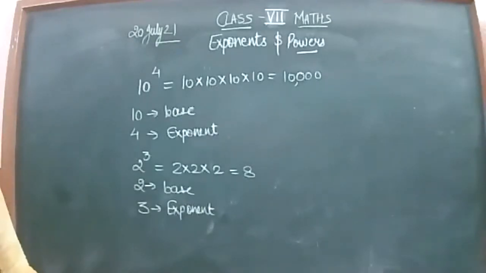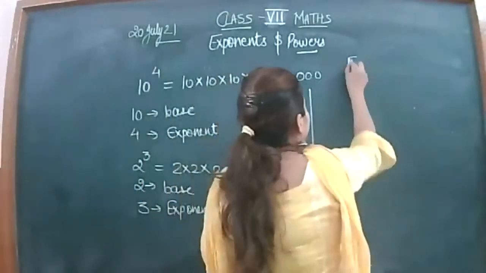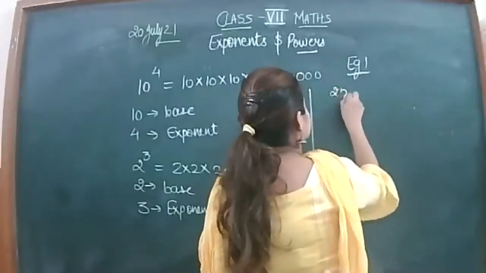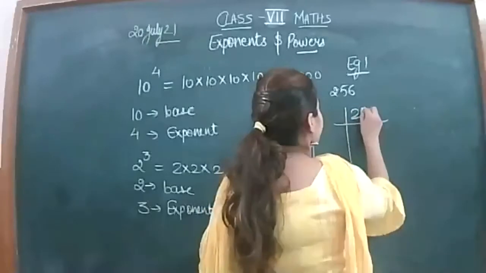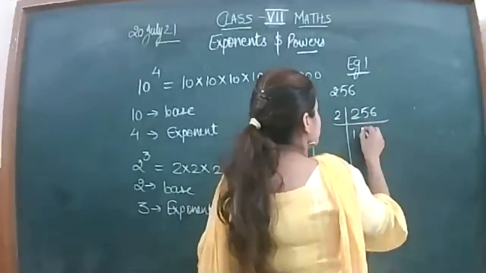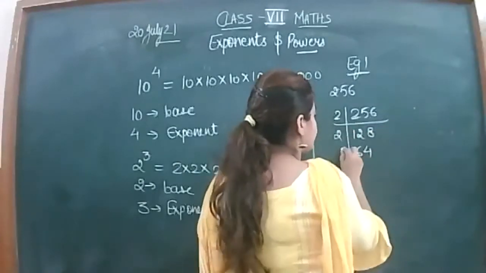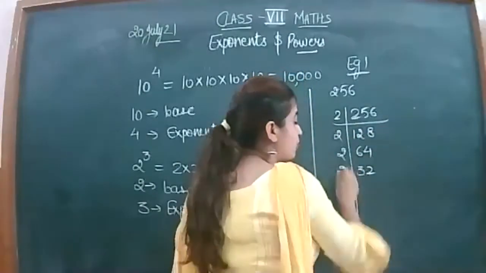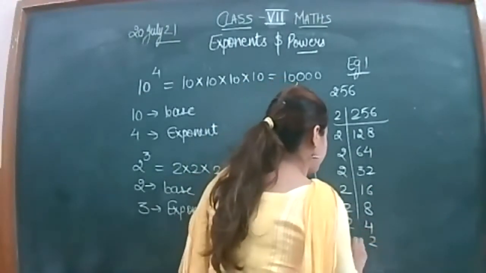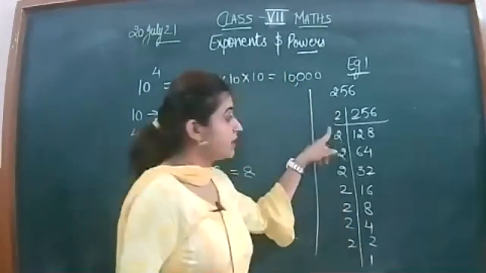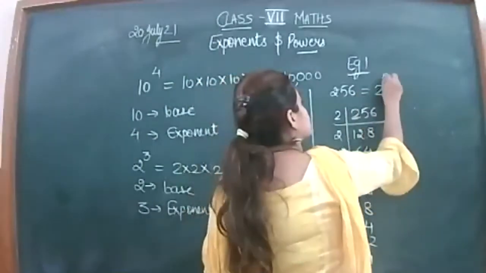Now example number 1 is express 256 as a power of 2. So you will make prime factors of this. 2 ones are 2, 2 twos are 4, 2 eights are 64, 32. You will take the smallest prime number here. You can't take a bigger number, that will be wrong. So 2 I have written 1, 2, 3, 4, 5, 6, 7, 8. It will be 2 raised to power 8.